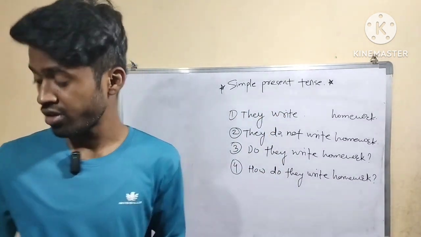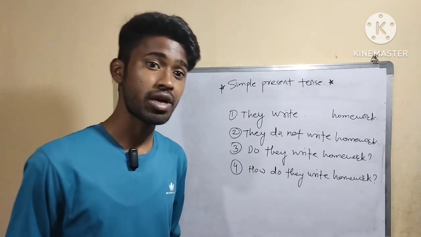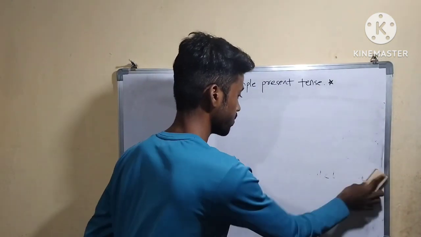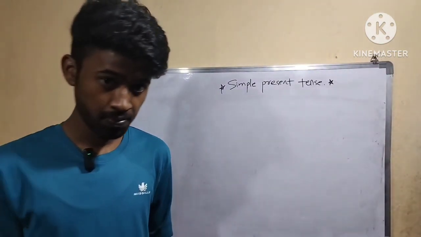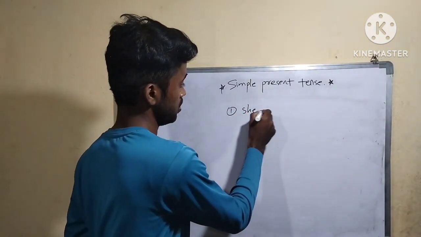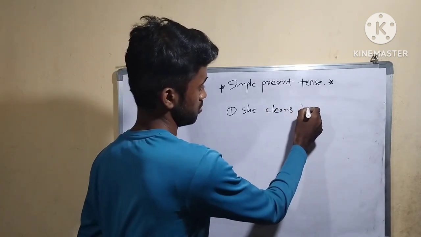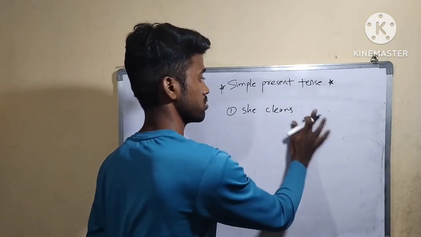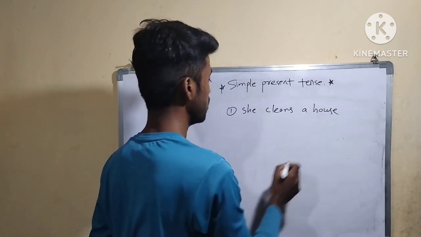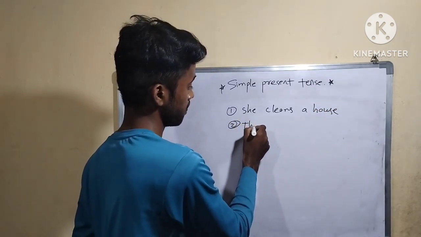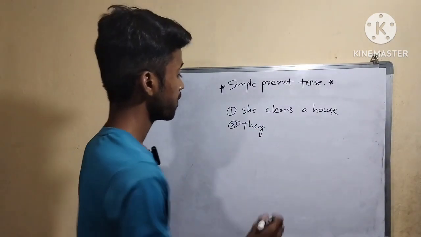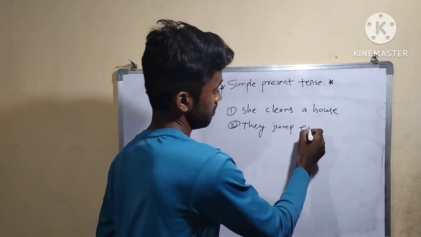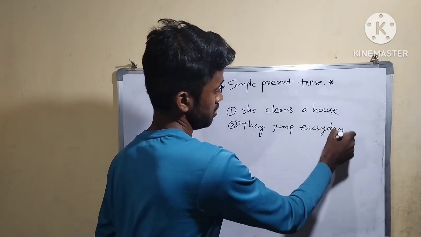So for your understanding, I will give you five sentences. Just try to write for those. The first sentence will be: she cleans the house. After that, they jump every day.